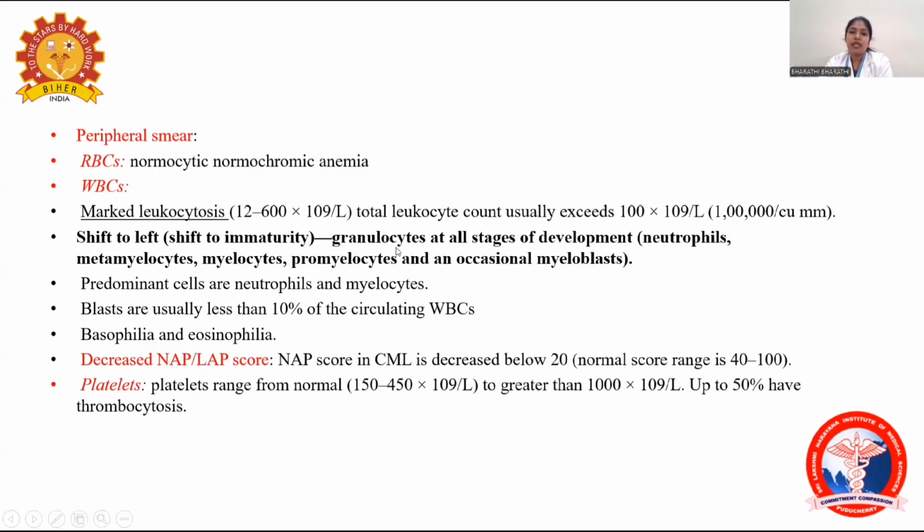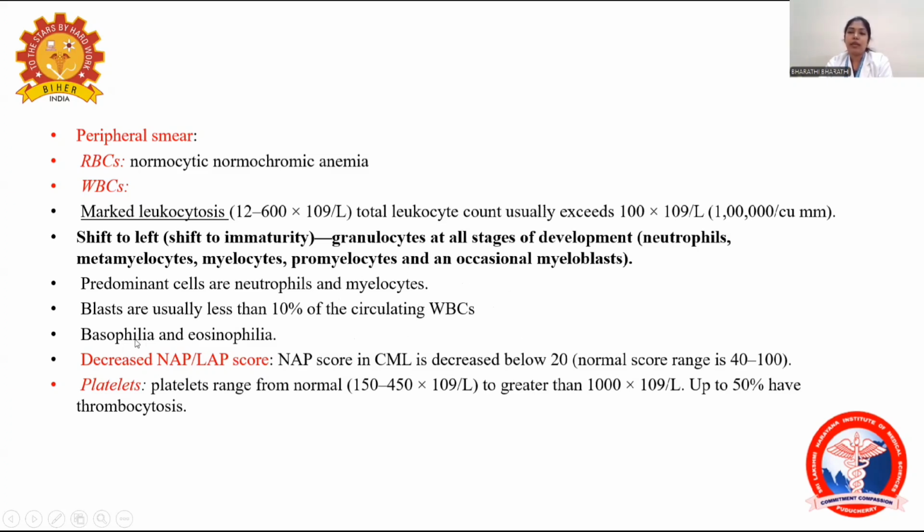All the granulocytes at all stages of development, like neutrophils, myelocytes, metamyelocytes, promyelocytes, and an occasional myeloblast, can be seen in the peripheral smear. The predominant cells are neutrophils and myelocytes. In the chronic phase, blasts are usually less than 10% of the circulating WBCs.